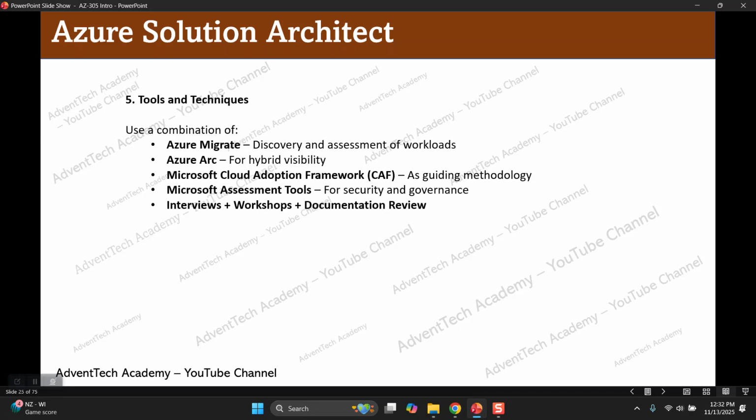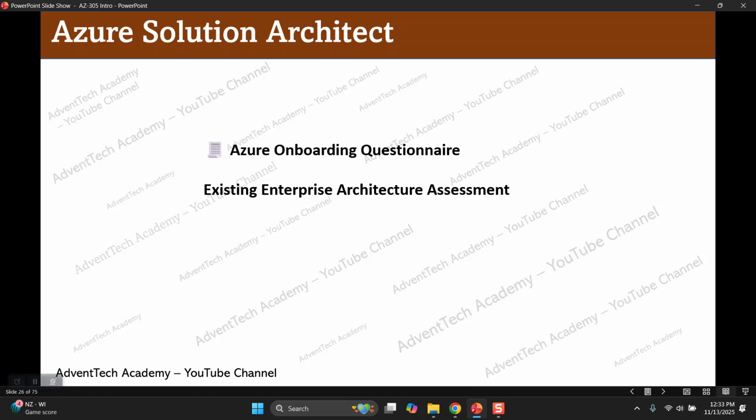Tools and techniques. Like Azure Migrate for discovery and assessment of workloads. Azure Arc for hybrid visibility. Microsoft Cloud Adoption Framework, CAF, a guiding methodology. Microsoft Assessment Tool for security and governance. We have to conduct interviews, workshops, and documentation review with the respective stakeholders. Also, onboarding questionnaire. We will see this in the next video.